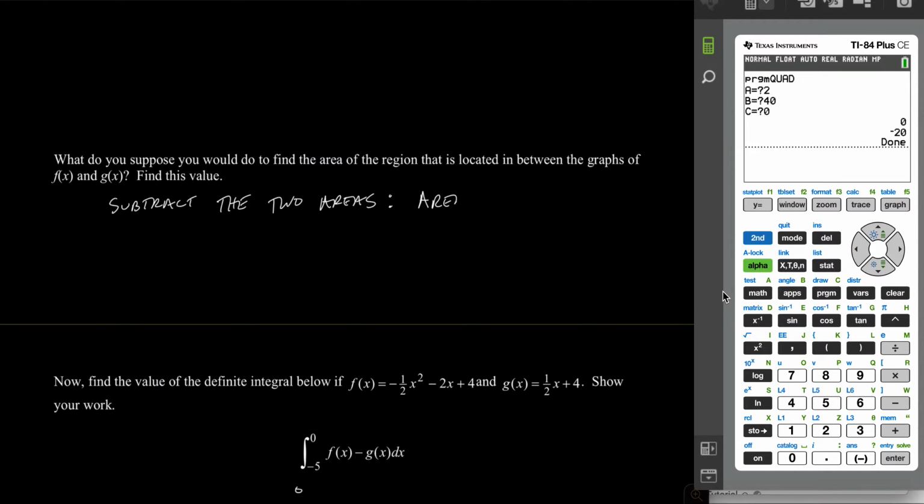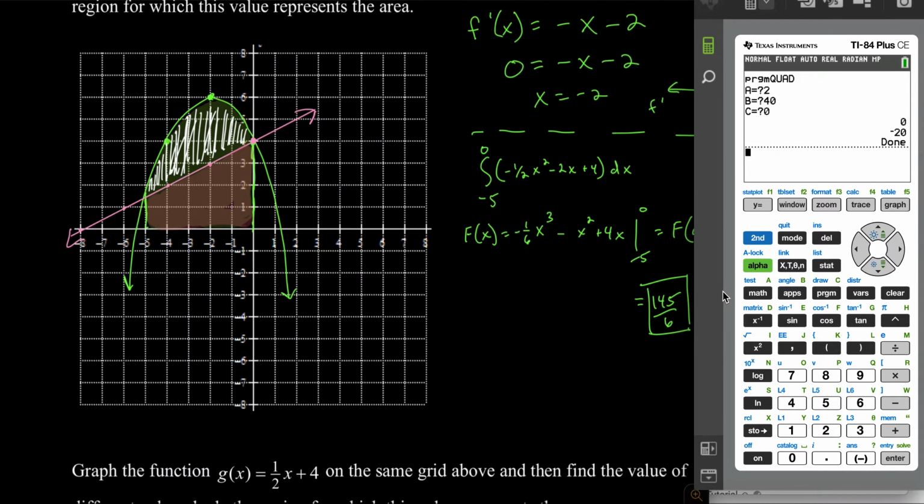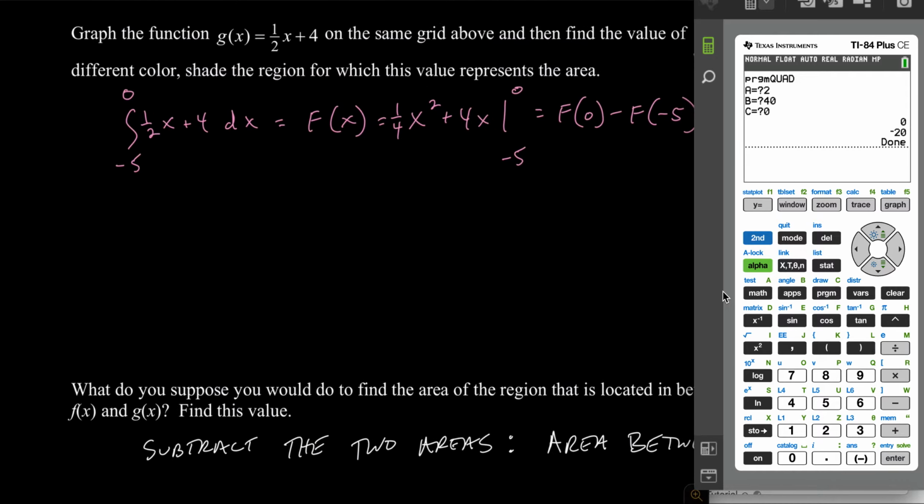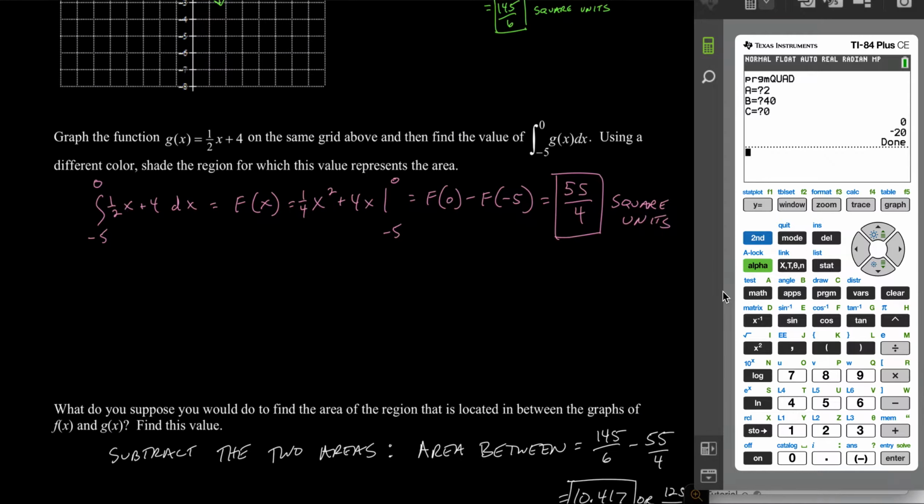So the area in between will be 145 over 6 minus 55 over 4 equals 10.417, or 125 over 12. I'll leave it as 10.417. This is why this area is always going to come out positive, because we're always going to subtract the bigger area minus the smaller area. So that's why we always get a positive area. Since we're talking about area, we're just going to make it positive all the time by always subtracting the bigger minus the smaller. And we'll talk about how we do that.